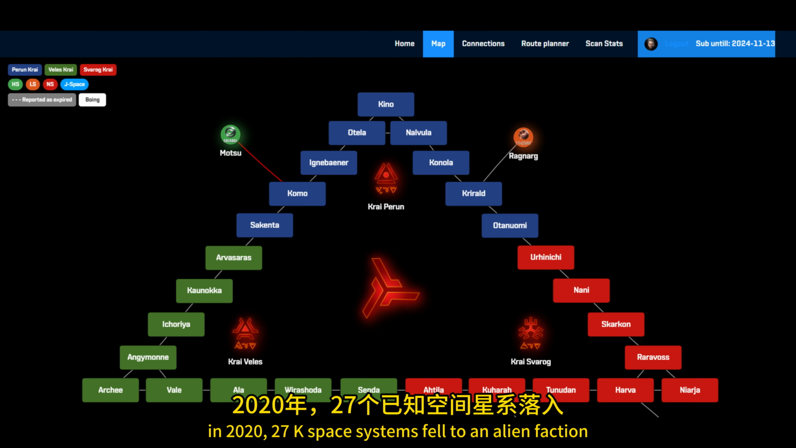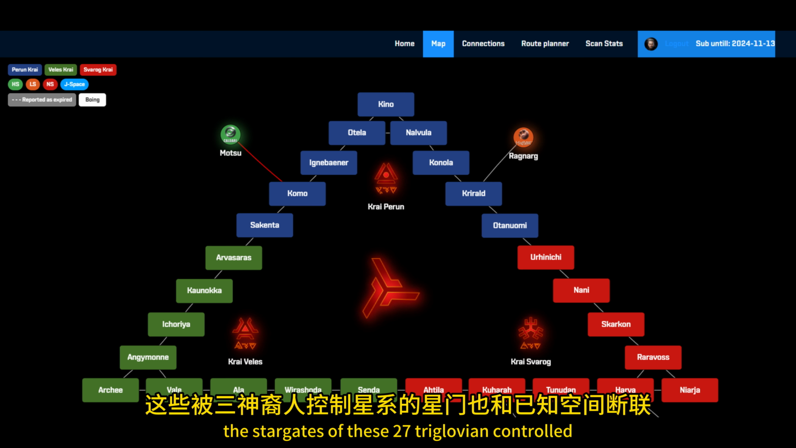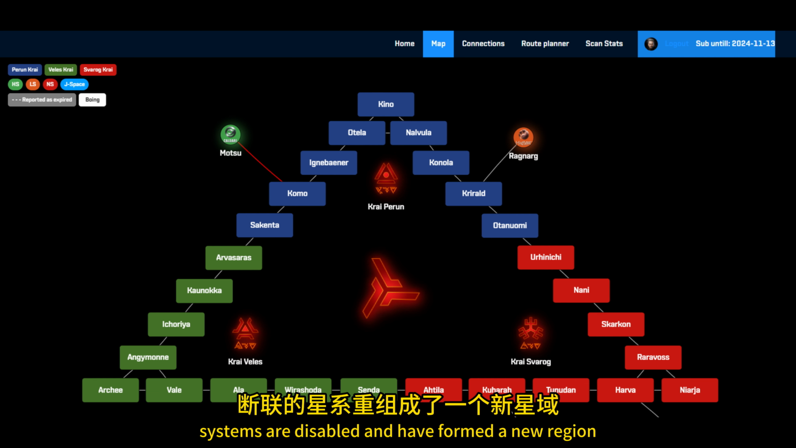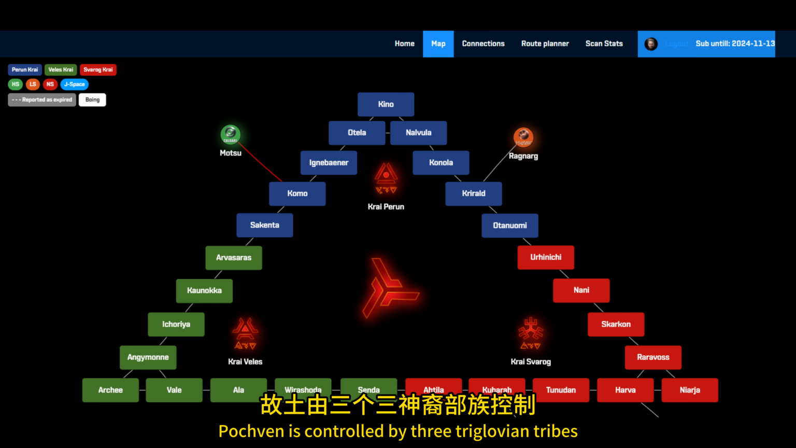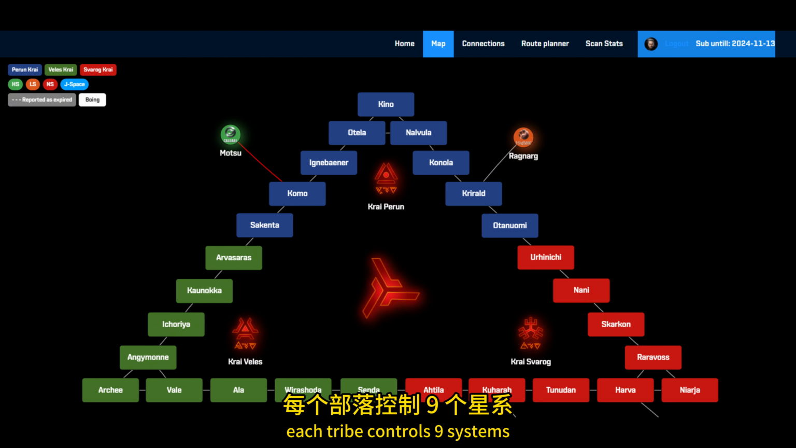In 2020, 27 K-space systems fell to an alien faction, the Triglavian Collective. The stargates of these 27 Triglavian-controlled systems are disabled and have formed a new region, now called Pochven. Pochven is controlled by 3 Triglavian tribes: Perun, Sverog, and Vels. Each tribe controls 9 systems.